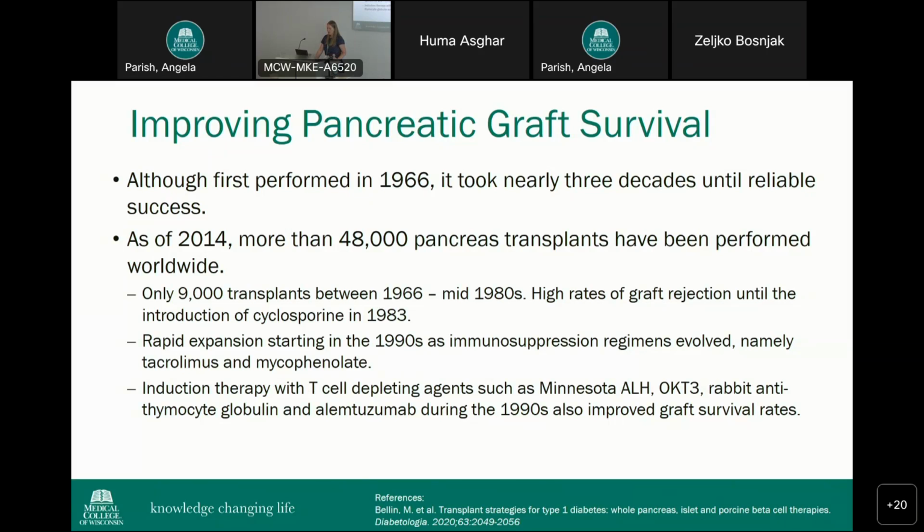So really, the induction therapy of cyclosporin in 1983, moving into what we now use as our main immunotherapy, the tacrolimus and mycophenolate in the 90s, caused a significant increase in the interest again in transplant. T-cell depleting agents also improved graft rejection rates and led to the increase in transplants overall.